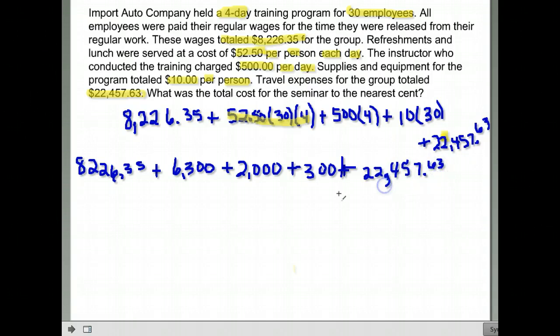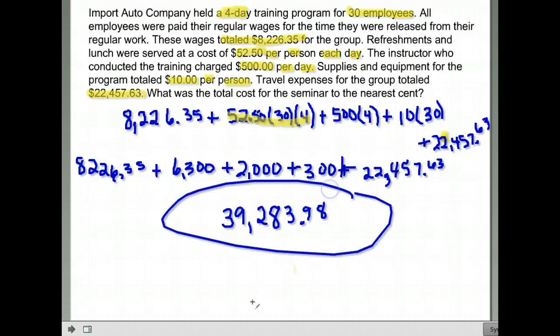All right, we've done all our simplifying. Now all we have left to do is add those numbers together. Again, you might want to double check, do it twice, just to make sure you get the same answer both times and did not hit a wrong key or make a simple error. When we do that, we get $39,283.98. Okay, so again, that was more complex. You just have to go carefully through each section of the information and go from there.